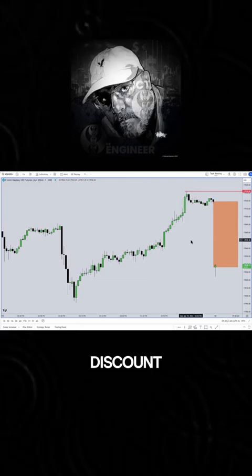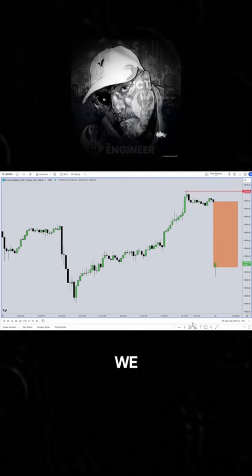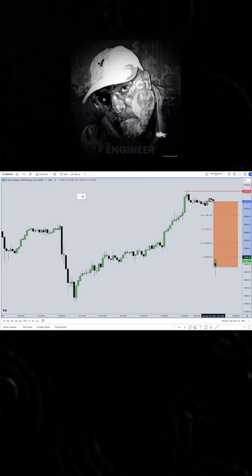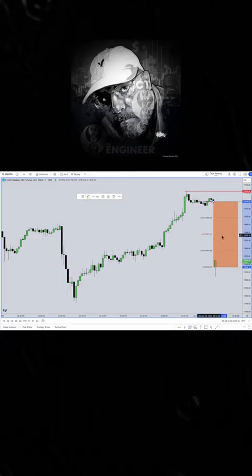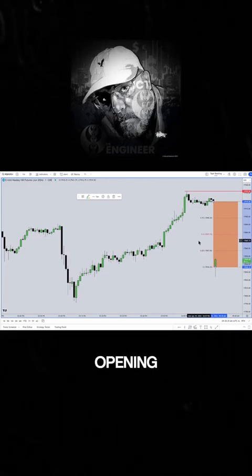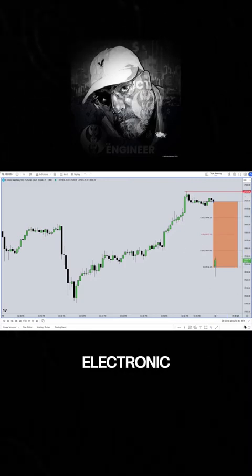So we have a discount opening gap. It's likely to come back up, but we don't need it to go all the way back up. The midpoint is usually, like, that's the strongest likelihood of a return back to an opening range gap. So how do you use that? Let's go back into electronic trading hours.